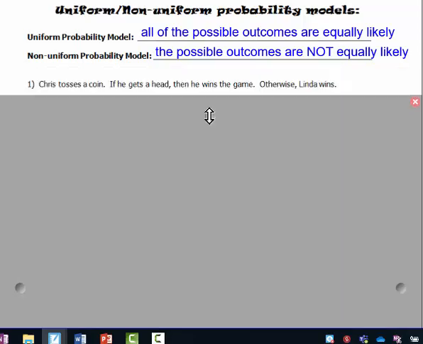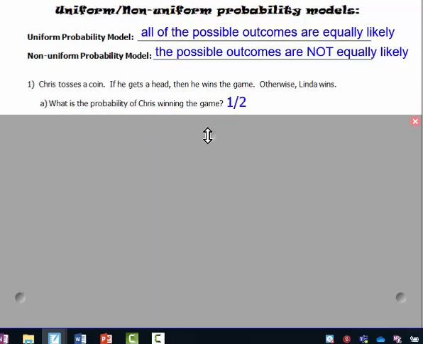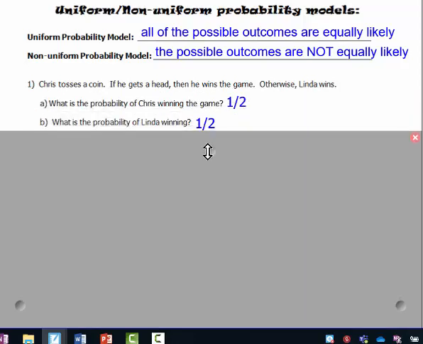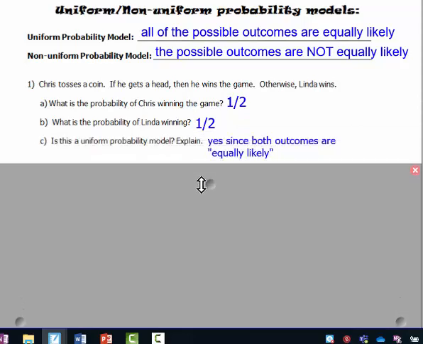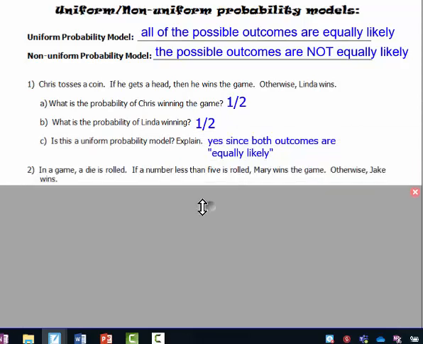Chris tosses a coin. If he gets a head, he wins. Otherwise, Linda wins. Well, Chris's chance of winning is the same as Linda's chance of winning, so that is a uniform probability model.